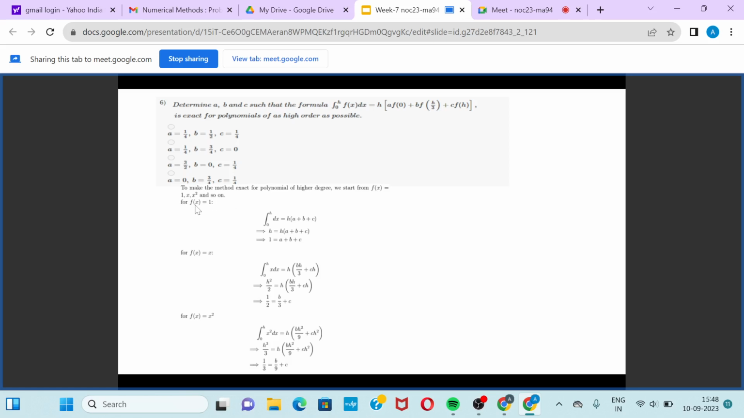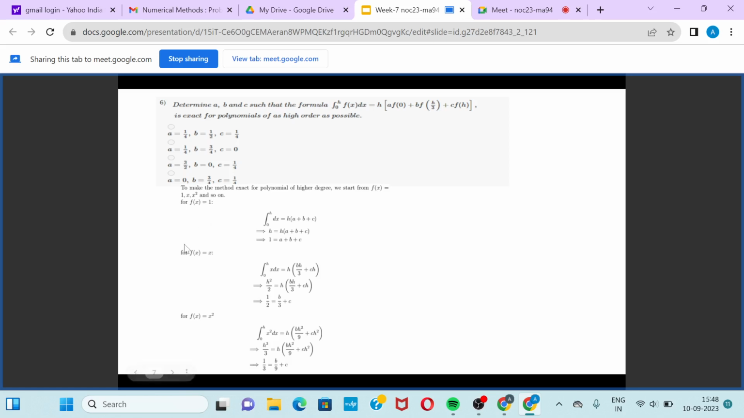Okay, so for f of x is equal to 1, just take f of x equal to 1 in this. So integral 0 to h of 1 dx will be h, and here as f of x is constant, that is 1, so f of 0, f of h by 3, f of h all will be 1. So this will be h into a plus b plus c. Okay, on this side you will get the integral as h, which is equal to h into a plus b plus c. So this will give you 1 is equal to a plus b plus c. Fine.